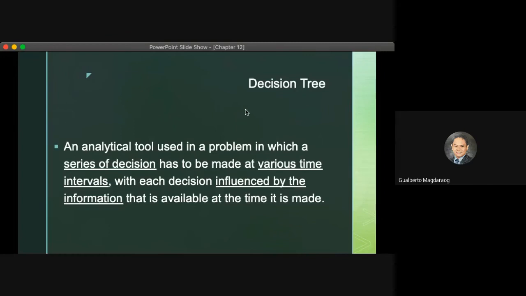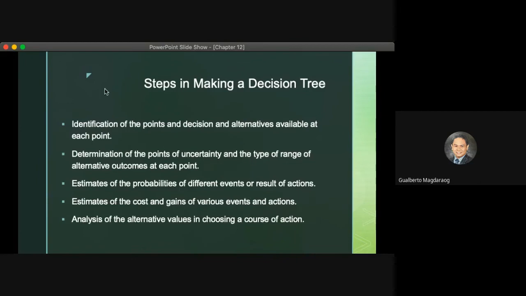So ito daw yung steps. First is identify the points and decisions and alternatives available at each point. Determine the point of uncertainty and the type of range of alternative outcome at each point. Yung mga state of nature na yon. Ano-ano daw yung mga possible event doon. Estimate the probability of different event or result of action. So apply uli ng probability, again, para ma-measure natin yung uncertainty or certainty. Estimate the cost and gains. Ito na yung pag-apply ng expected value and then analyze the alternative. You have to choose the highest expected value, of course, o yung mas may advantage tayo, o yung may benefit tayo.